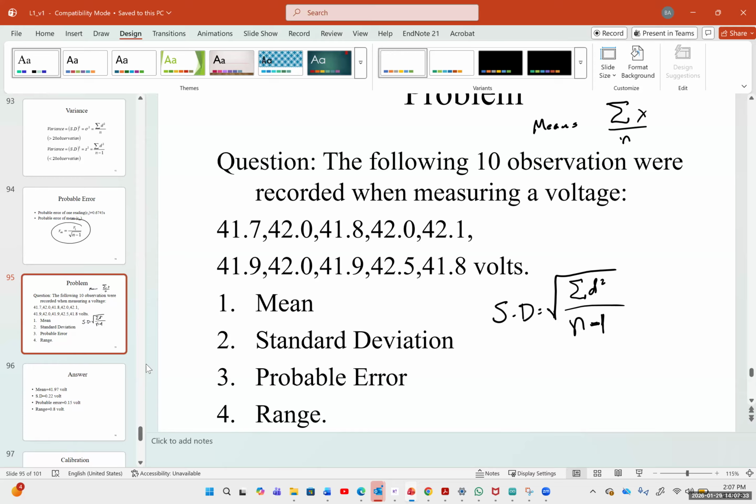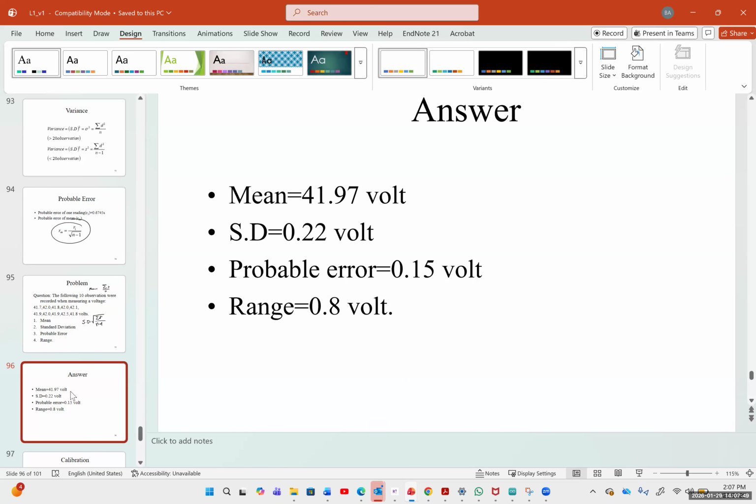Okay, does anyone have the answers? Yes, okay, very close. And what is the standard deviation? Perfect. This is what I calculated, 41.97, pretty close. Do you have 41.9? Okay. And the standard deviation is 0.22, the probable error is 0.15, and the range is 0.8 volts.